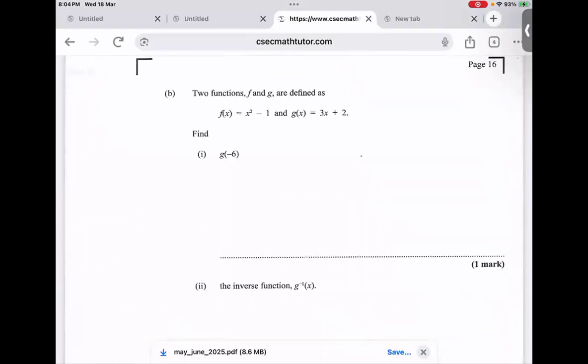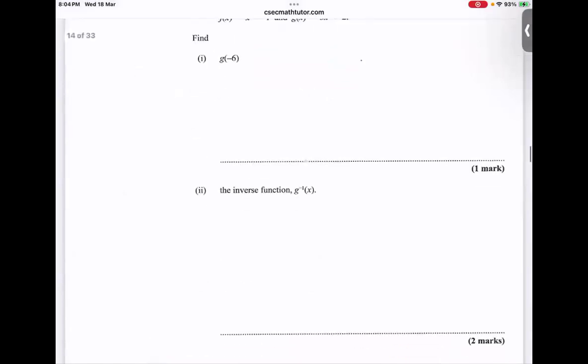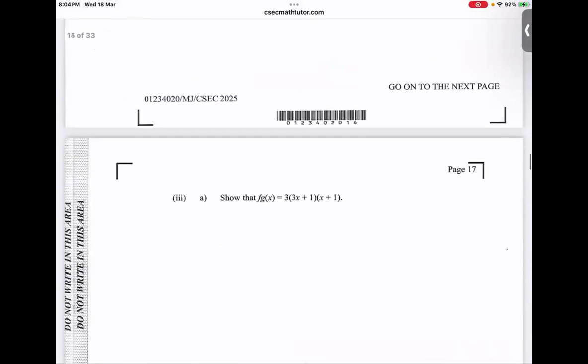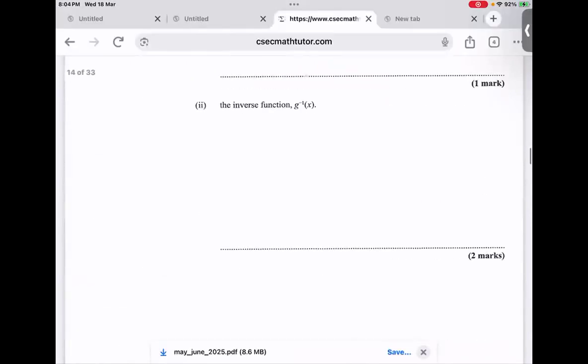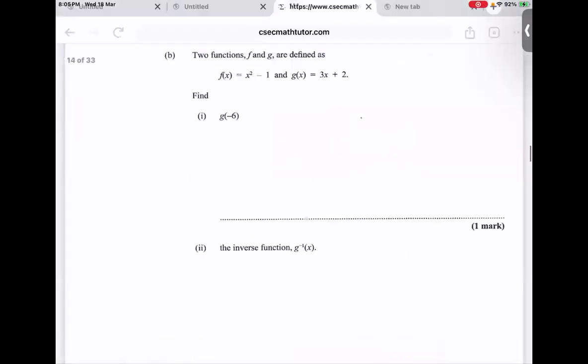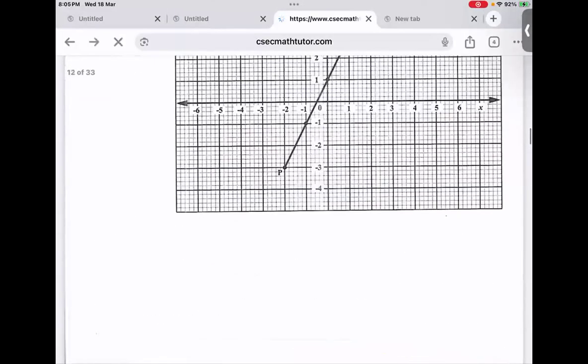Look at that: the inverse of the function. Show them that f of g of x is that. So we know how we find f of g of x. We know how we find f inverse, and the direct function. I'll pull up that. It can't frighten me, that's the 2025 paper.